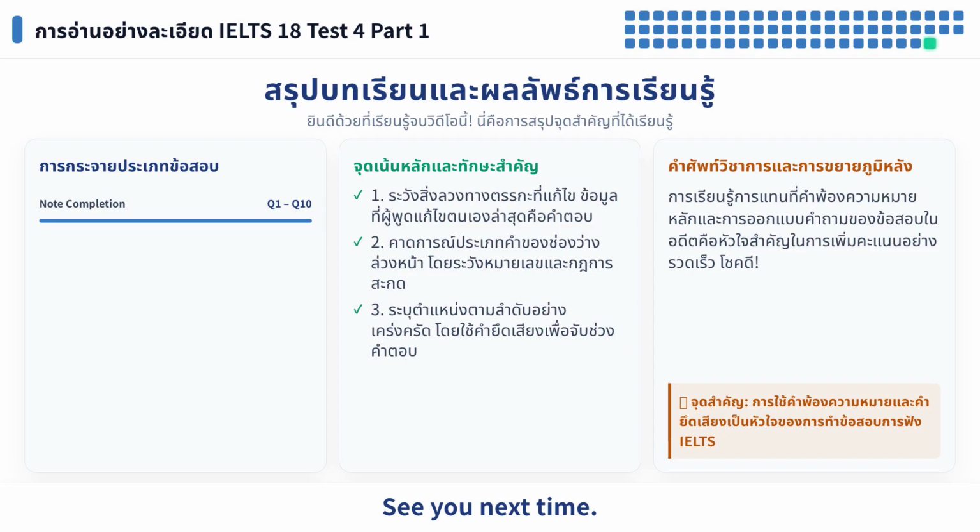Question 6 answer, experience. Question 7 answer, confident. Question 8 answer, temporary. Question 9 answer, 1.15. Question 10 answer, parking. Pay attention to the pronunciation and spelling of each.